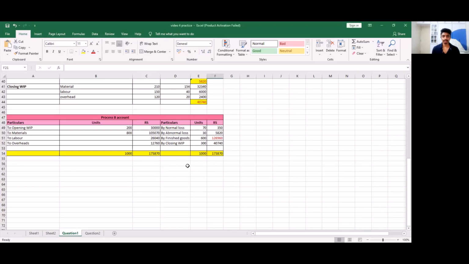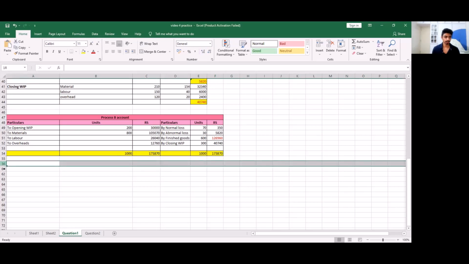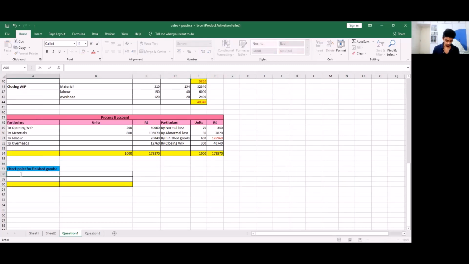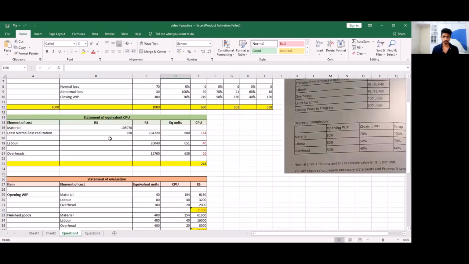Now, there is a way to check if you got everything right. We're done with our process account. Now we want to know if we have done the sum right or wrong. So for this, we have a checkpoint. So first, we take opening work in progress. Under opening work in progress, there are two values.